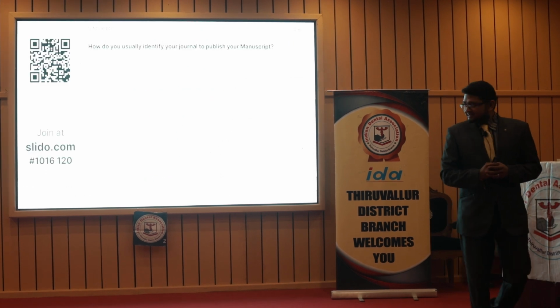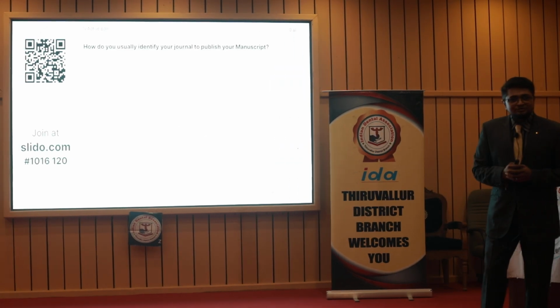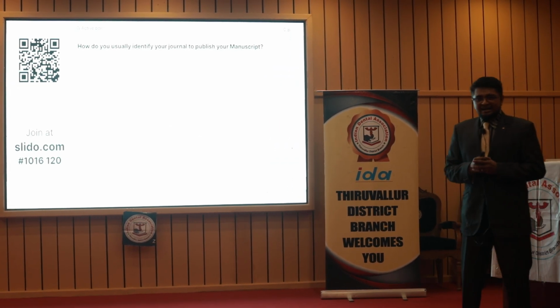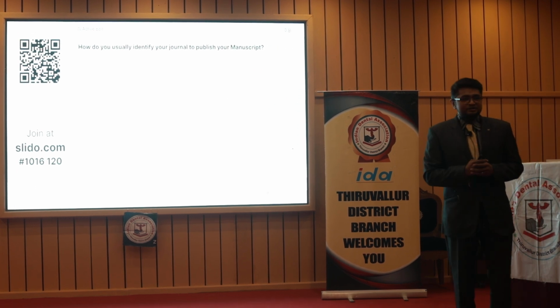Have a little bit of interaction to begin with. So this is a QR code. I'm not going to get any money from you, so please feel free to share. And the question here is, how do you usually identify your journal to publish a manuscript?